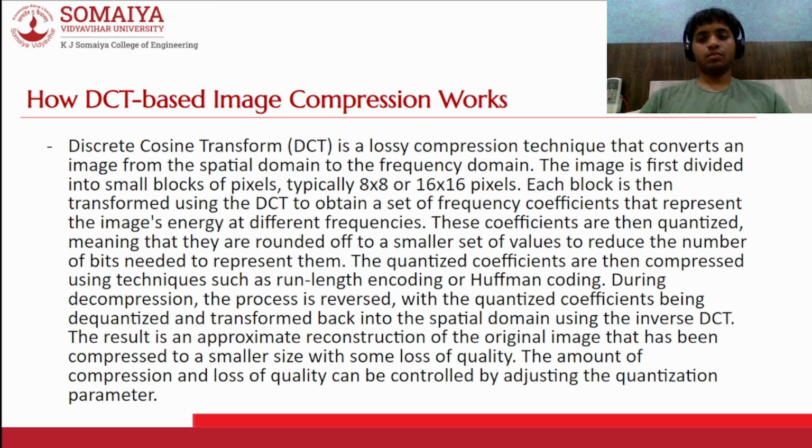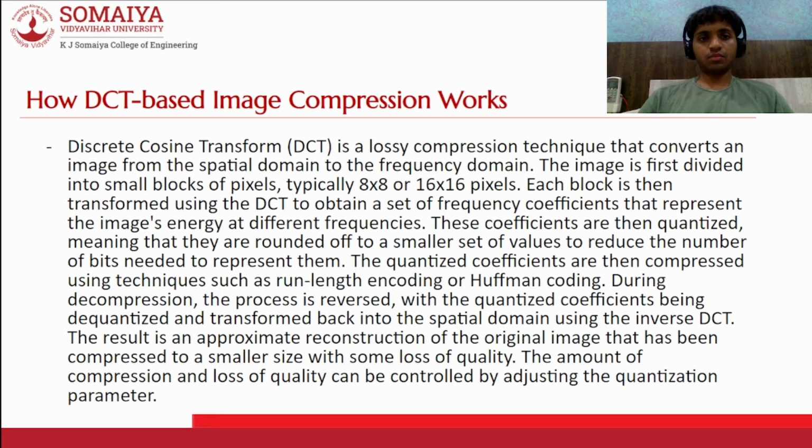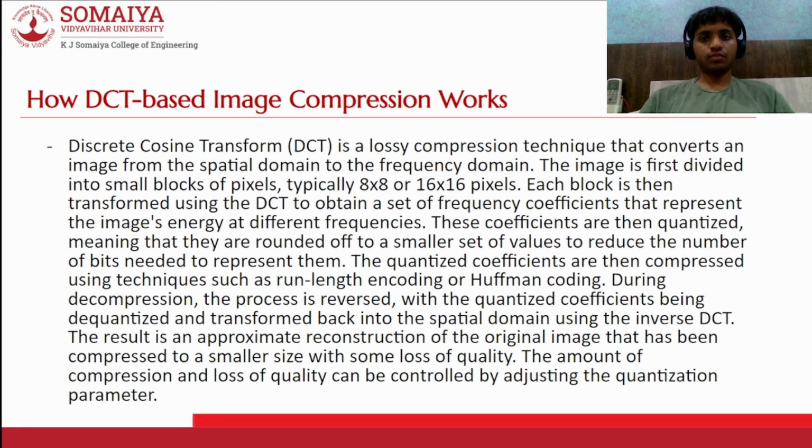It is a lossy compression technique which is used to convert an image from the spatial domain to the frequency domain, as I said. This technique divides the image into small blocks of pixels, such as 8 cross 8 or 16 cross 16, and those are transformed using the DCT. The transformation produces a set of frequency coefficients that represent the image's energy at different frequencies. To reduce the number of bits required to store these coefficients, they are quantized by rounding them off to a smaller set of values. The quantized coefficients are then compressed using techniques such as run length encoding or Huffman encoding.